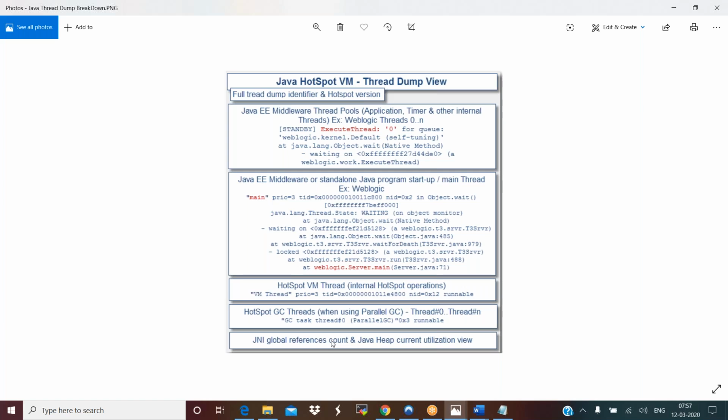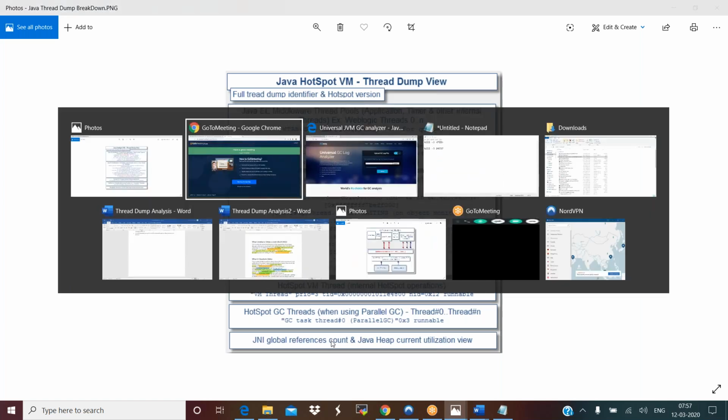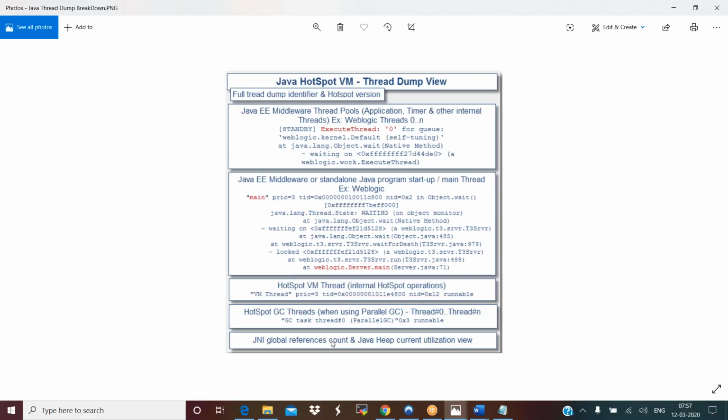So what is a monitor, what is a lock, what is an index? So how do you optimize an index? These all start from the very basics. Whatever we spoke about till now is some kind of advanced thread dump analysis, so don't worry about that.